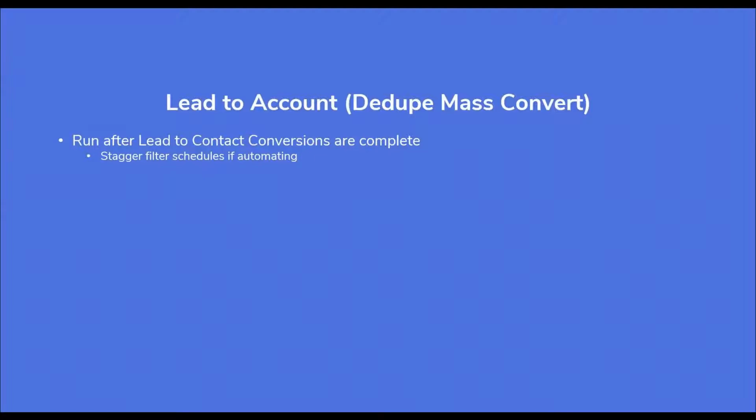Now we're going to go through and see what's left of your leads that need to be converted that might have a matching account already in the system. Once you get all of your convert filters set up and ready to go, you would want to schedule your lead to contact filters to run, maybe an hour or 30 minutes, however long it typically takes to complete, before you schedule your lead to account filter to run.